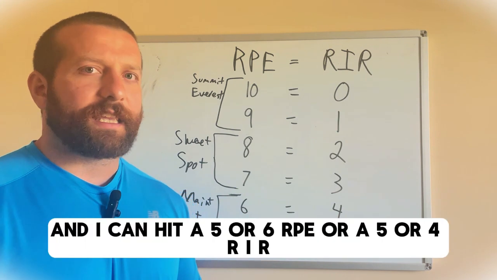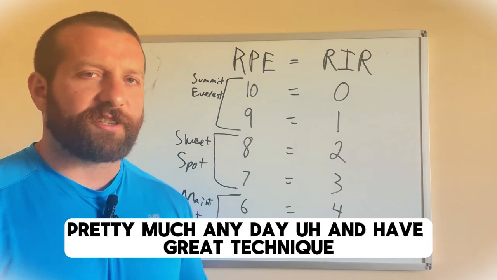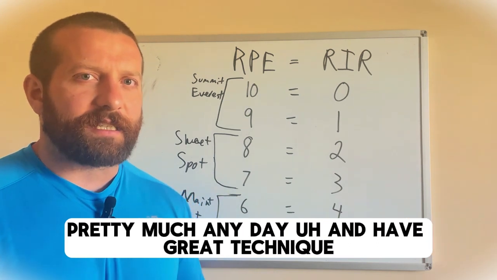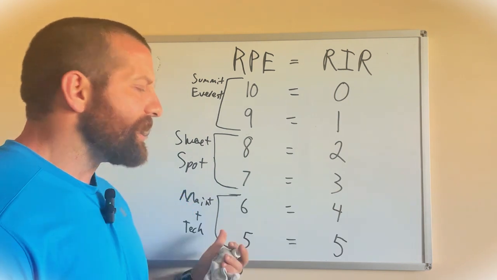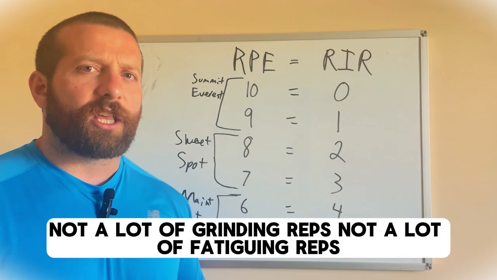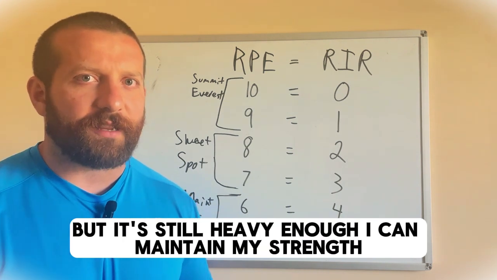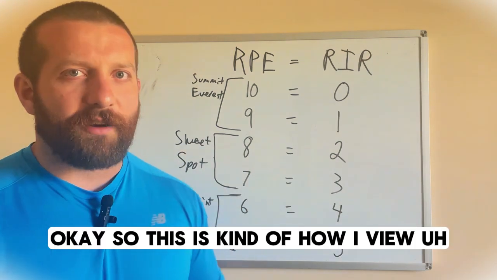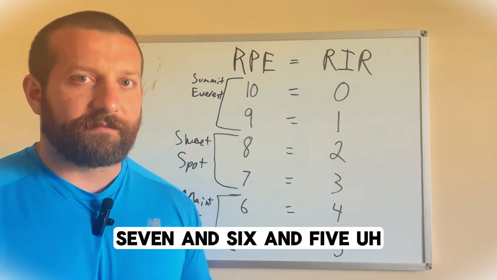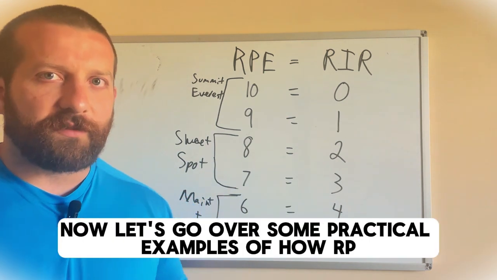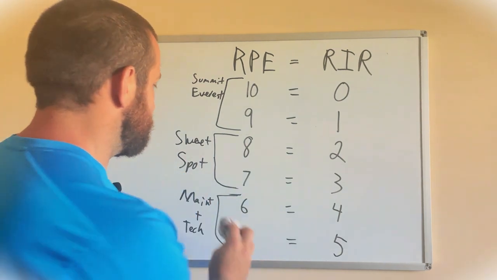Okay, I can just walk in and I can hit a 5 or a 6 RPE or a 5 or a 4 RIR pretty much any day and have great technique. I won't be compensating, so I can work on my technique if I need to. And there's lots of speed, not a lot of grinding reps, not a lot of fatiguing reps, but it's still heavy enough I can maintain my strength. Okay, so this is kind of how I view different effort levels from 9 to 10, 8, 7, and 6 and 5. Now let's go over some practical examples of how RPE and RIR can work for us.